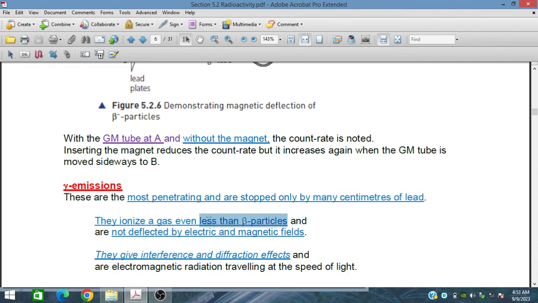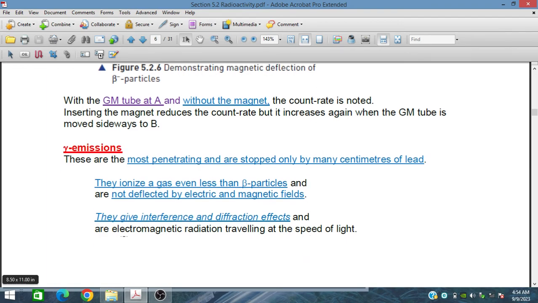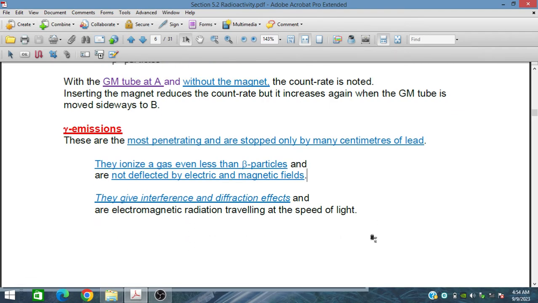beta particles. So the ionizing power is very low as compared to alpha and beta, and gamma is not deflected by electric and magnetic fields. They give interference and diffraction effects and are electromagnetic radiation. So gamma emissions are electromagnetic radiation traveling at the speed of light.